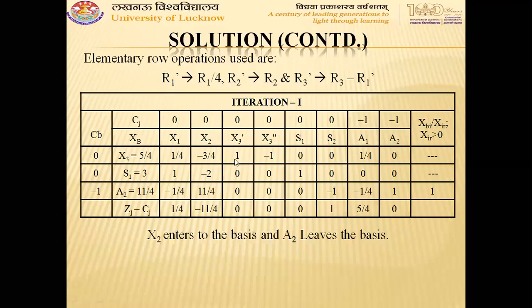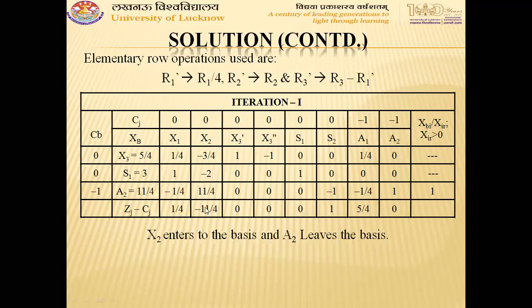So the coefficients in the column of x3 will change to 1, 0, 0, and the corresponding row operation will be performed from the column of xb to the last column, that is up to a2. And the cost of x3 was 0, so it is also 0. Again, net evaluations are calculated.